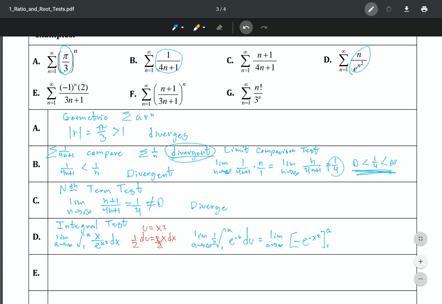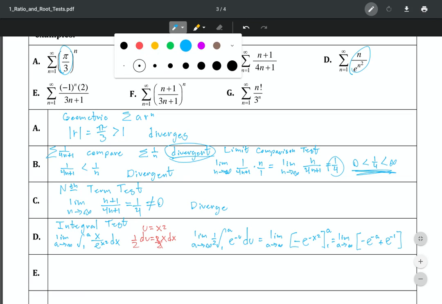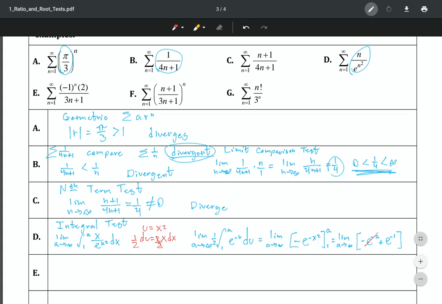Okay, so this will be the same thing as the limit as a goes to infinity of negative e to the negative a minus a negative, which would make it a plus, e to the negative 1, like that. Now, negative e to the negative a, remember, because that's a negative exponent, this would actually go to 0. Basically, that would be the same thing as 1 over e to the a, so if I make this really big, the limit would be 0, okay?